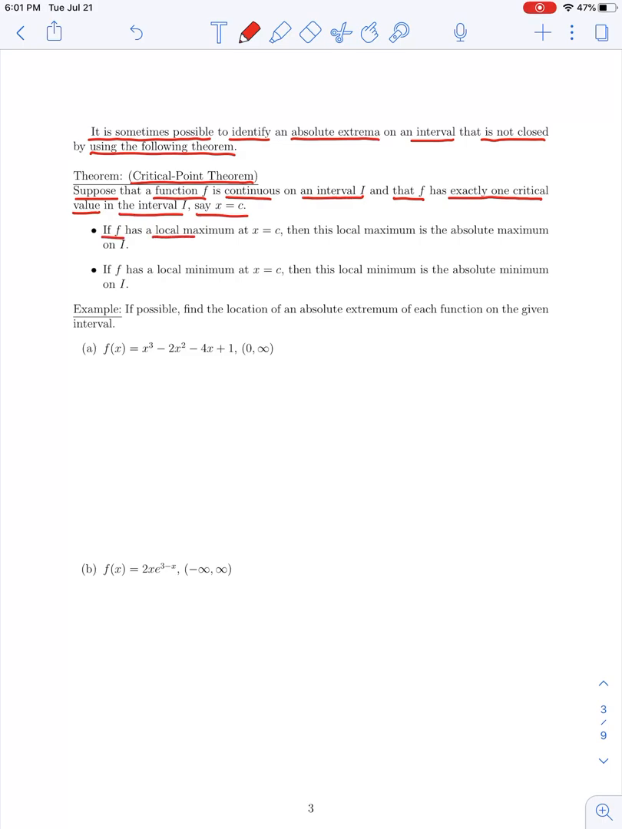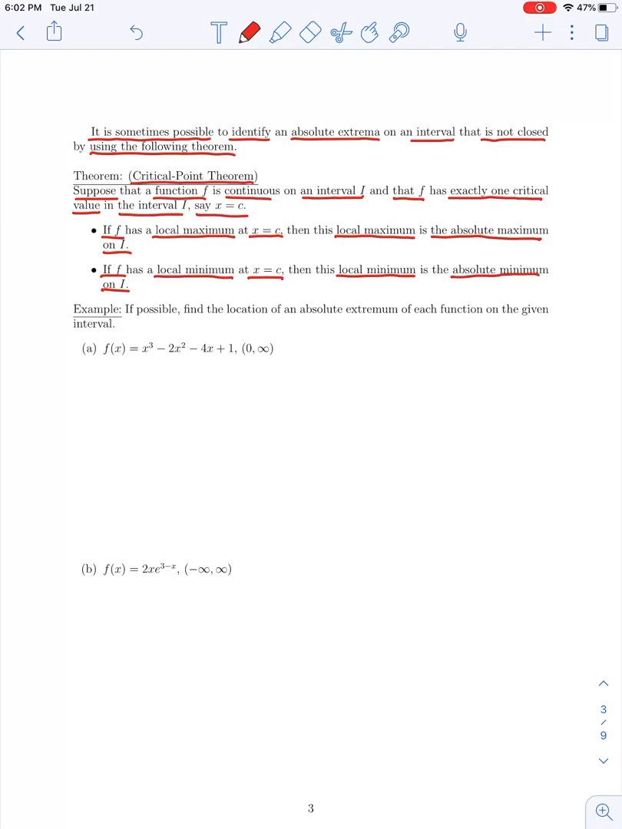If f has a local maximum at c, then that local maximum must be the absolute maximum on that interval, if that was the only critical value within that interval. And if f has a local minimum at x equals c, then that local minimum would have to be the absolute minimum over that interval, as long as that was the only critical point within that interval. So let's look at an example making use of this critical point theorem.